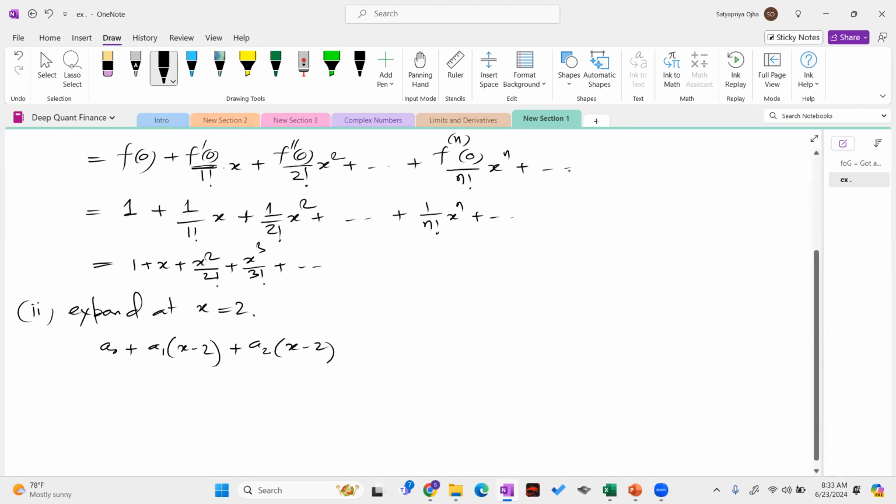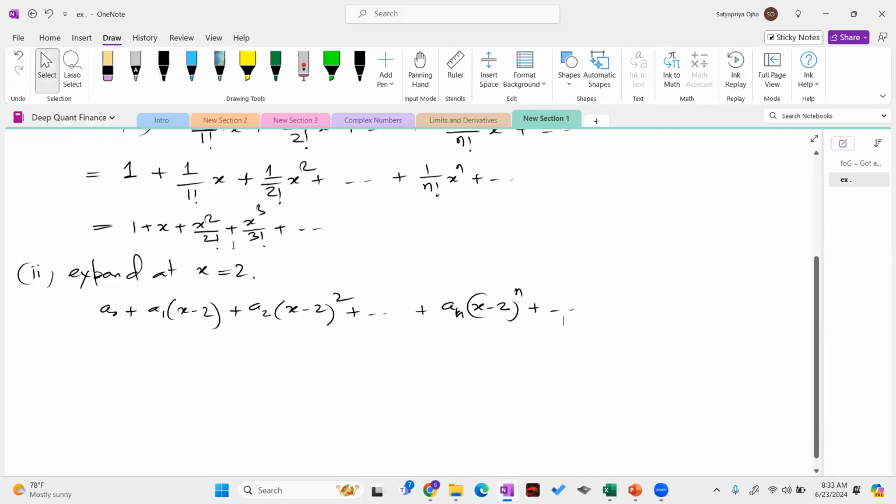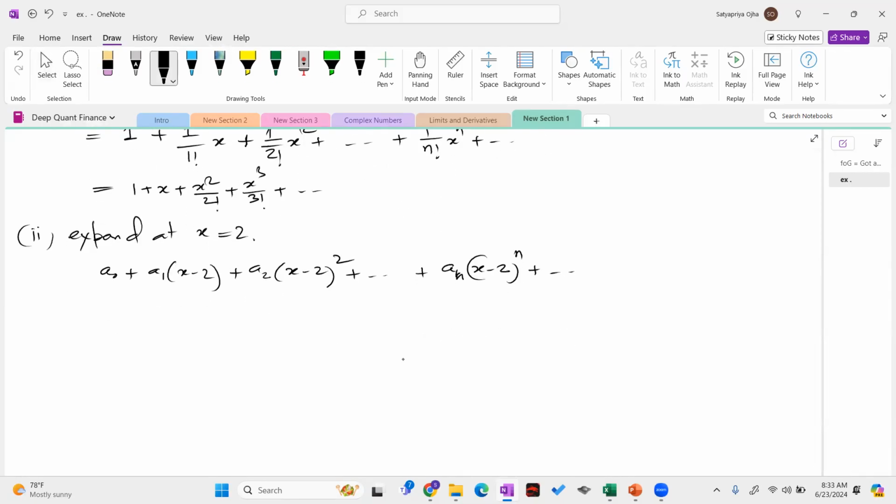a2x minus k square. Okay. Nth term is an x, oops, x minus k whole to the power n. This is the form. The form is different and the coefficients are different. For the coefficients, the general formula is an is f of n at k, in our case it will be 2, divided by n factorial. Right? That's it. That's the coefficient.